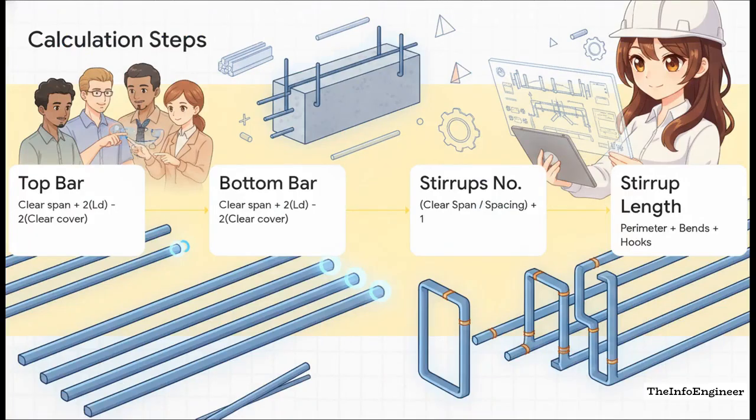To extract our totals, you've got to methodically step through these formulas. For the main bars, you take the clear span of the beam, add the development length, often assumed as 50D, on both sides, and crucially, subtract the 25 millimeter clear cover on both ends, so your steel doesn't just poke right out of the concrete. For the stirrups, you calculate the perimeter, add your 90 degree hook lengths, and subtract bend deductions, like 2D for those 90-degree bends. It is a strict game of precise additions and subtractions.